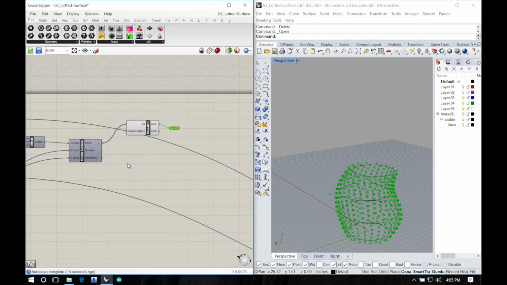So now what we're going to do is use a command called Orient in order to move these points around.